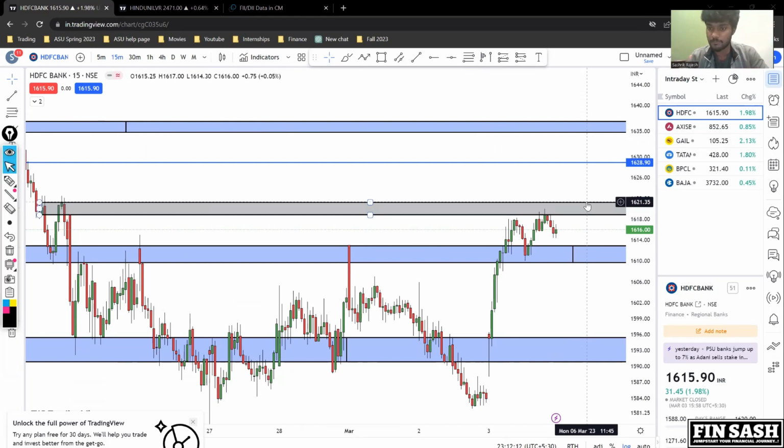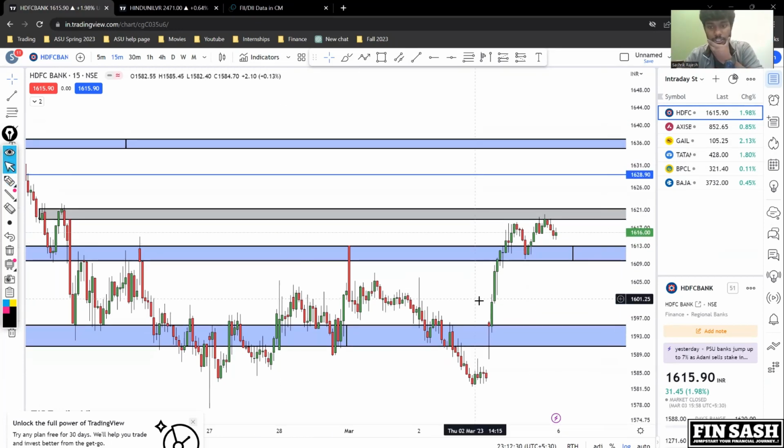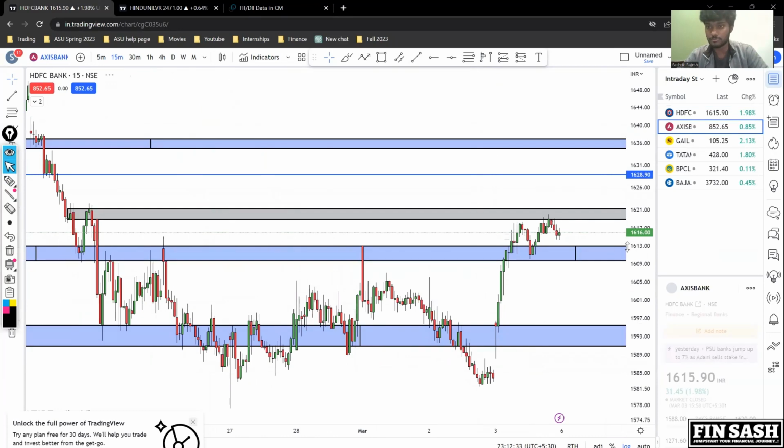In the 5 minutes time frame if you are a risky trader, in the 15 minutes time frame if you are a safe trader, but you might miss the move if you trade on the higher time frame, so just look out for that. So that's my analysis for HDFC. Axis Bank.